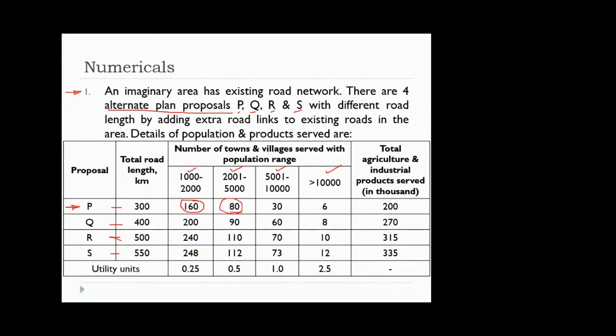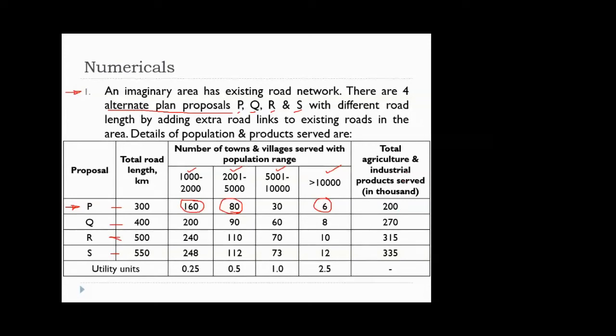80 villages and towns which are having 2000 to 5000 population, 30 with 5000 to 10,000 and 6 villages with more than 10,000 population. So this is for proposal P. From wherever my alignment is going for proposal P, it is going through all these villages and towns, and they have this population range.